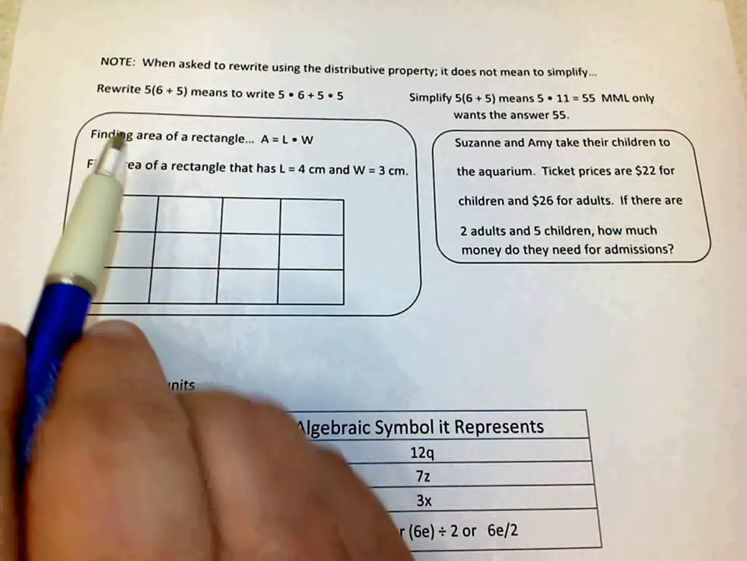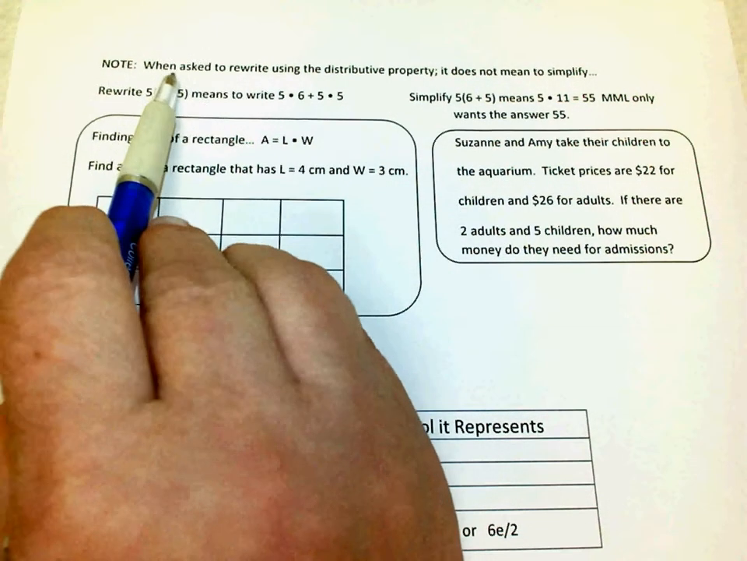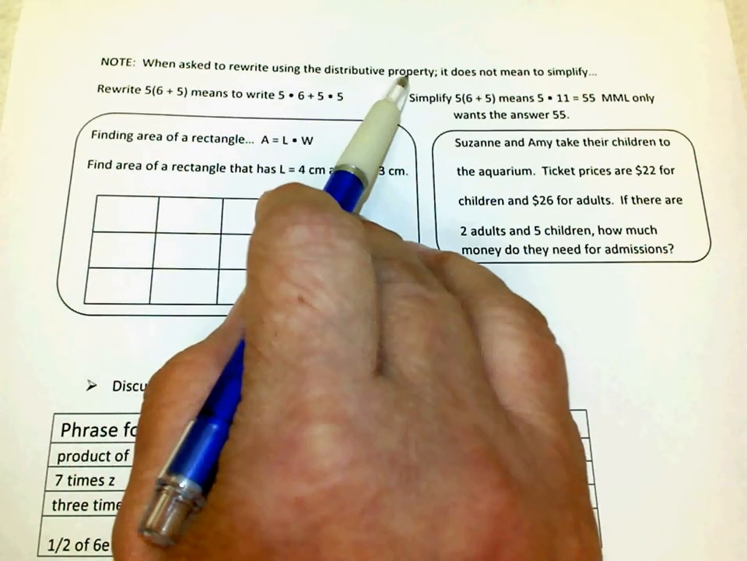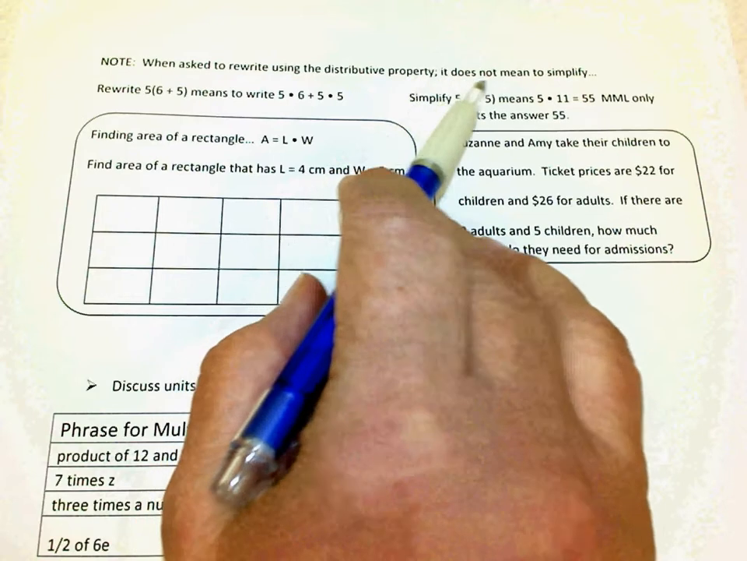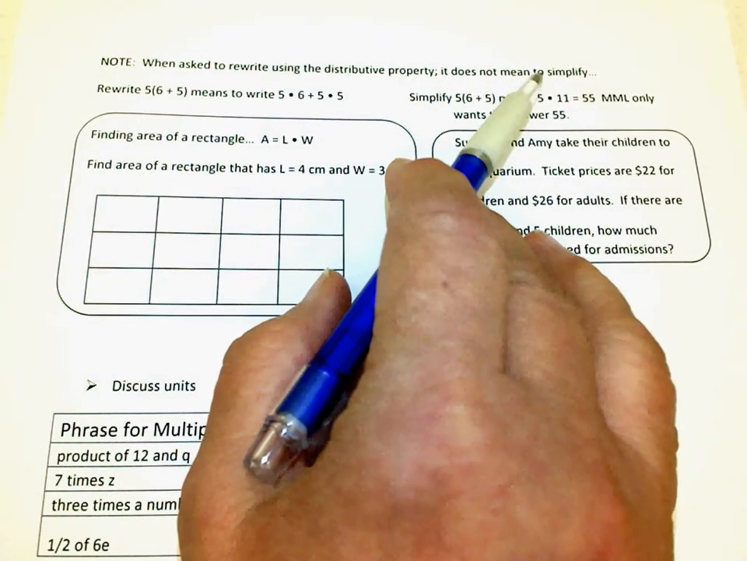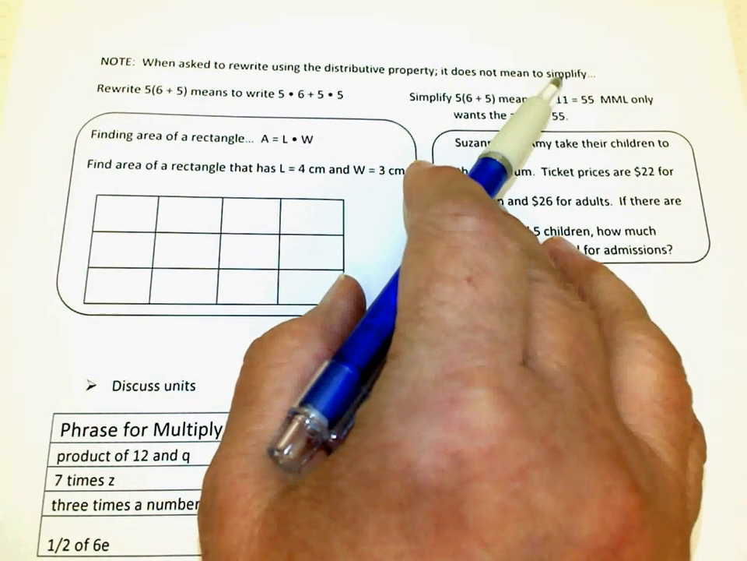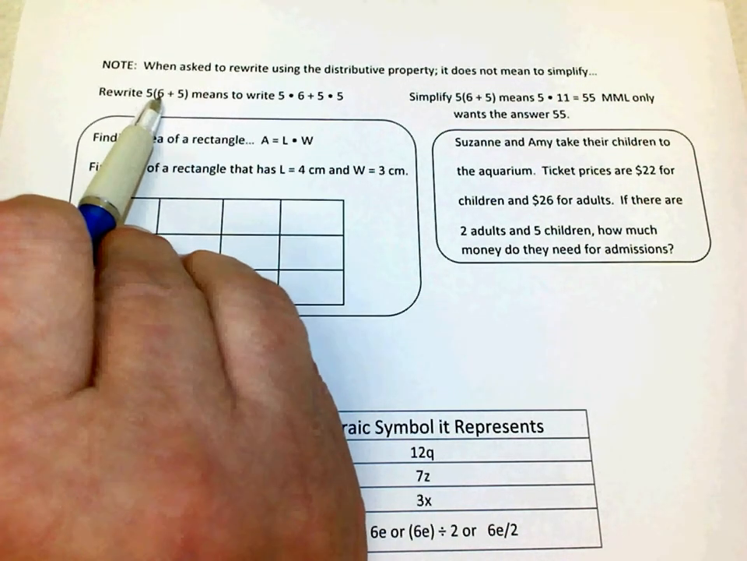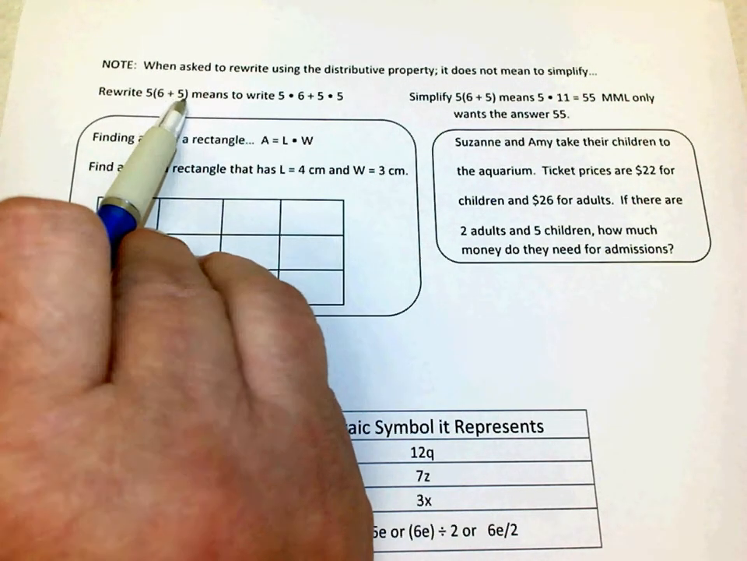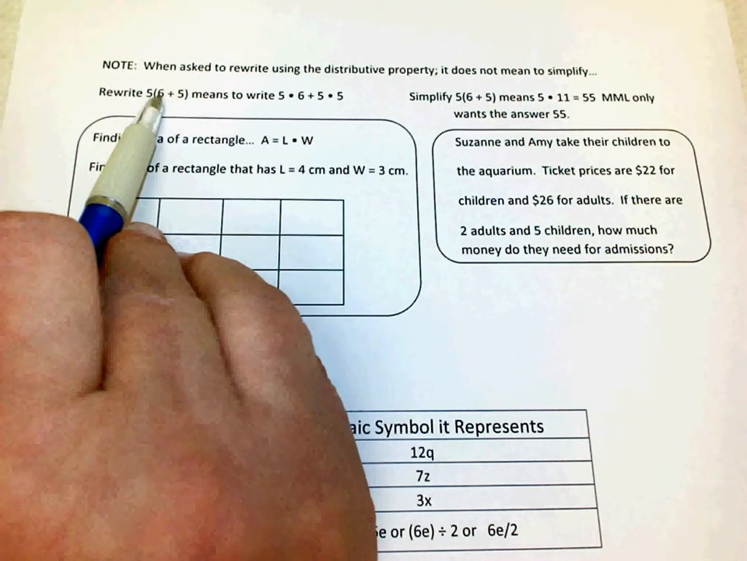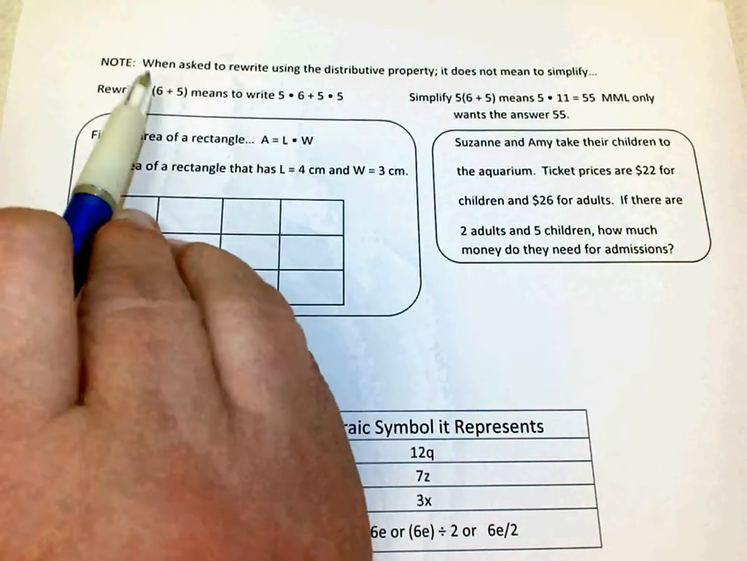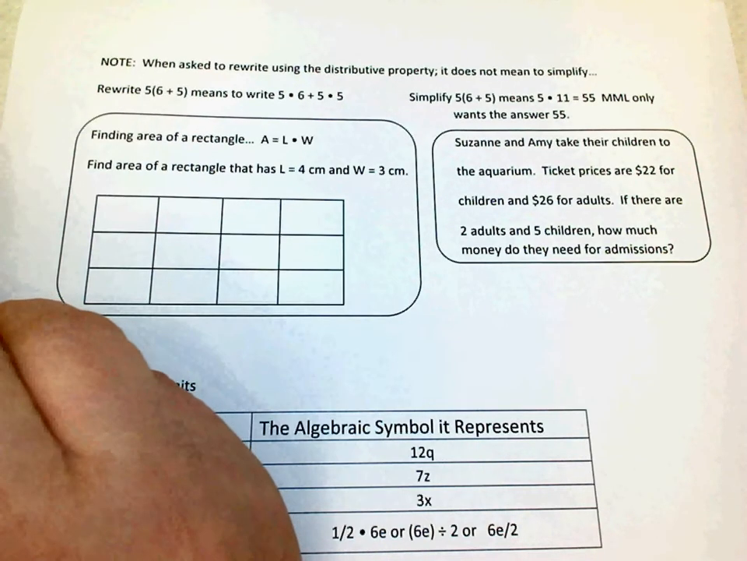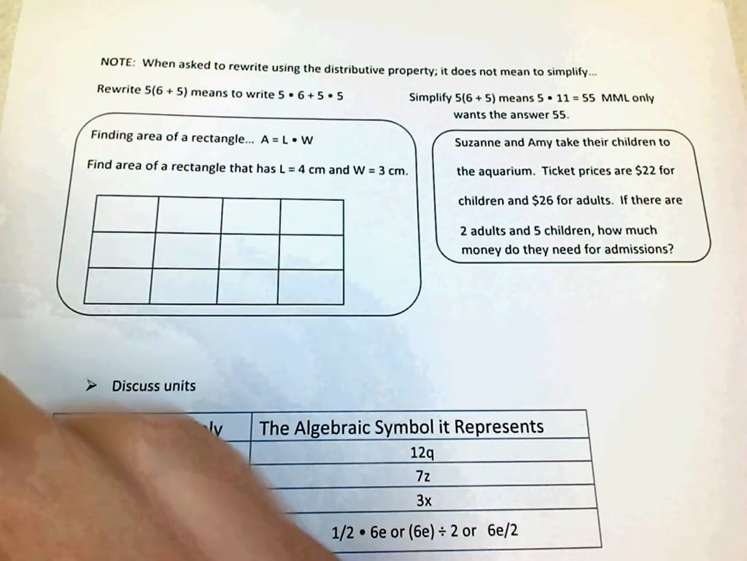Okay, this is part 2 of chapter 1.5. When asked to rewrite using the distributive property on MyMathLab, they are not asking for the same thing as when they asked you to simplify. So when it says rewrite 5 parenthesis 6 plus 5 close parenthesis, it means to take 5 times 6 plus 5 times 5. And you do not simplify it, you leave it there.